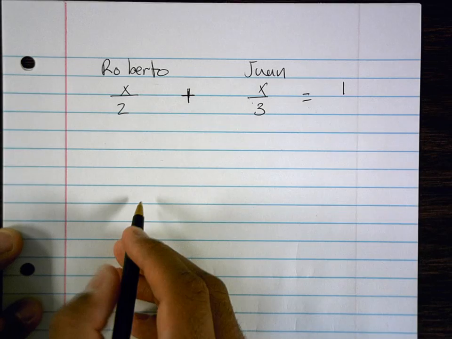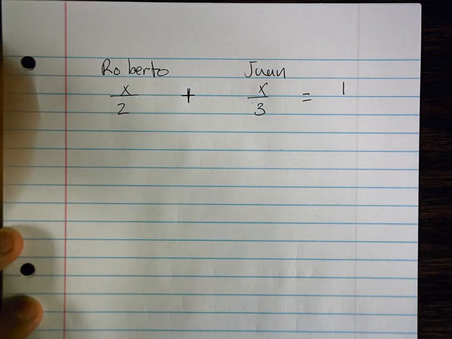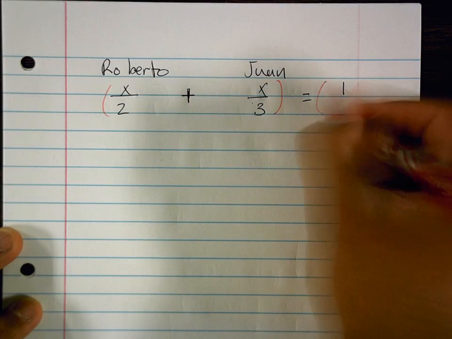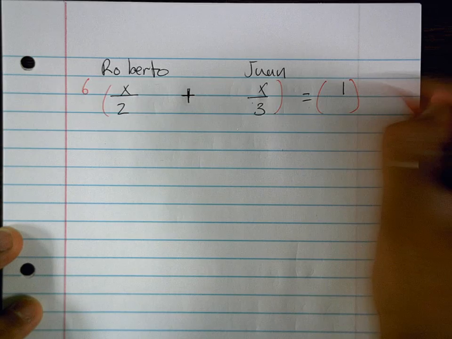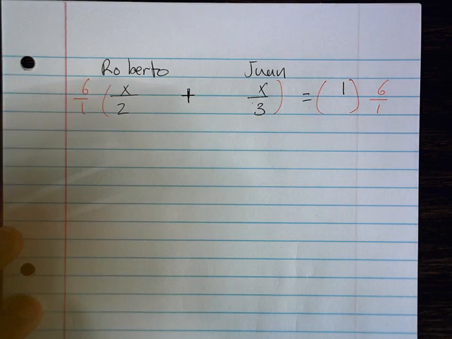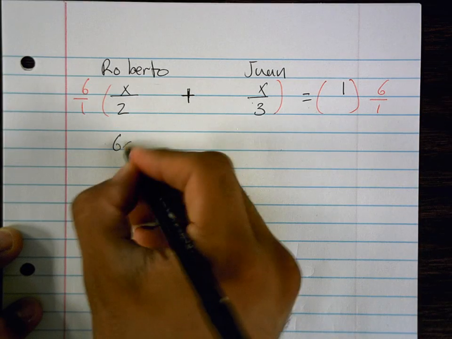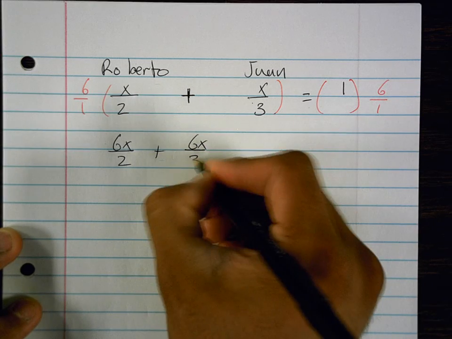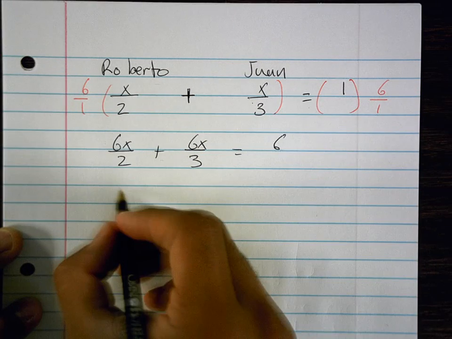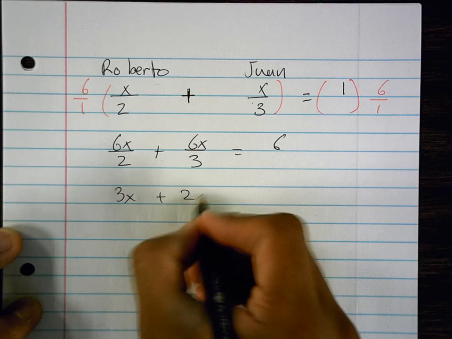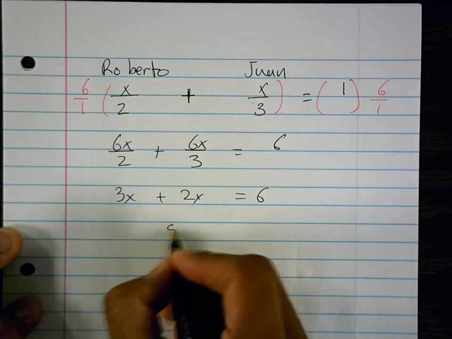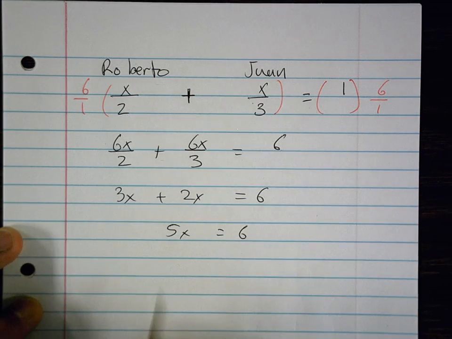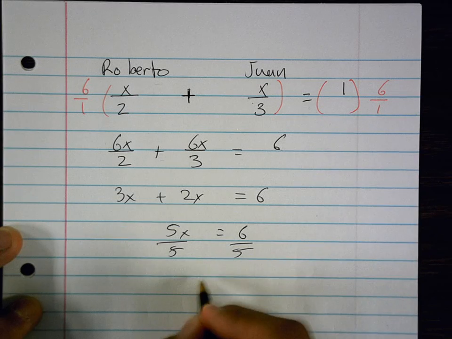Now, this is an example again where I can clear the fraction. The greatest common factor here is 6, so I'm going to multiply everything by 6 over 1. This turns out to be 6x over 2 plus 6x over 3 equals 6, and this equals 3x plus 2x equals 6. Then we get 5x equals 6, dividing by 5.